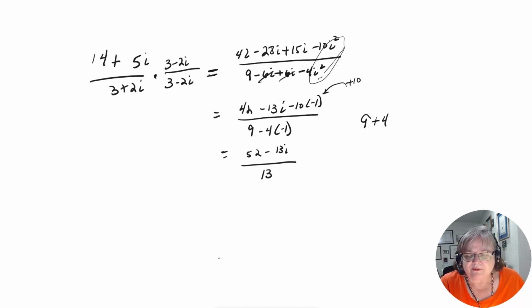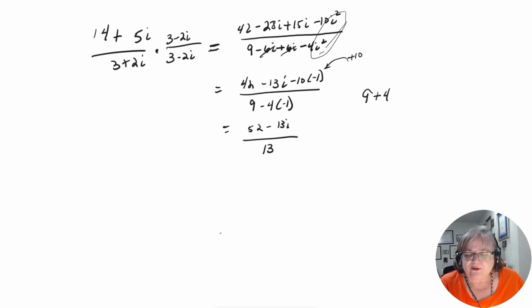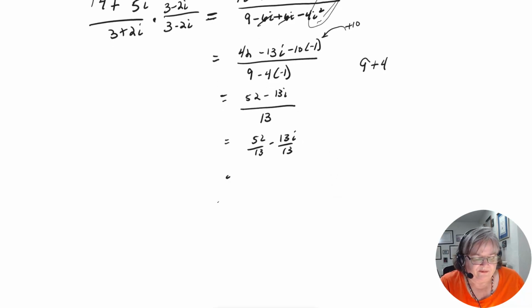So this is 13. And you look at it and go, I wonder if 13 goes into everything on top. So this is 52 over 13 minus 13i over 13. And 13 goes into 52 4 times. And the 13s cancel.